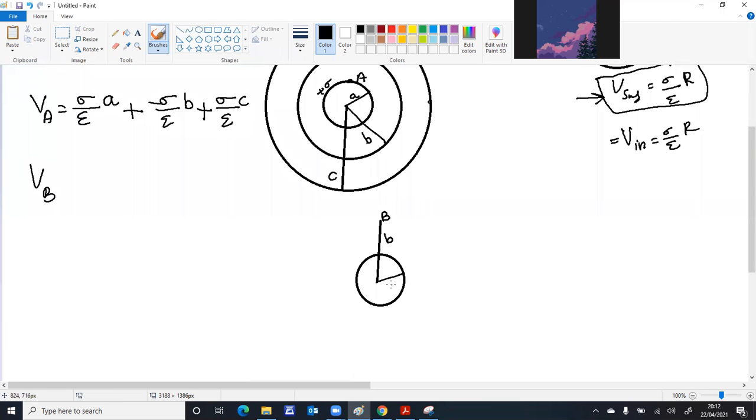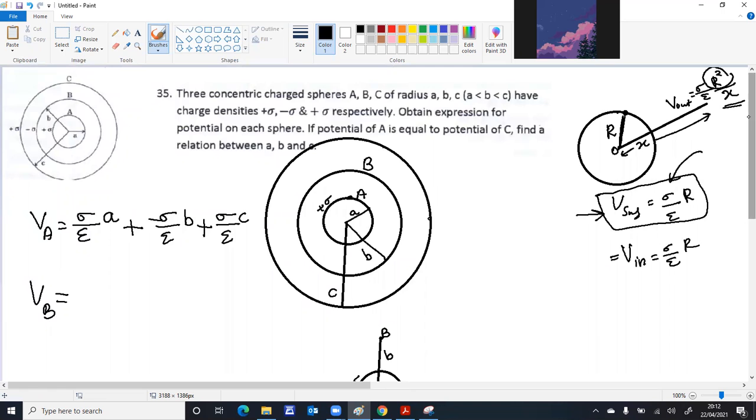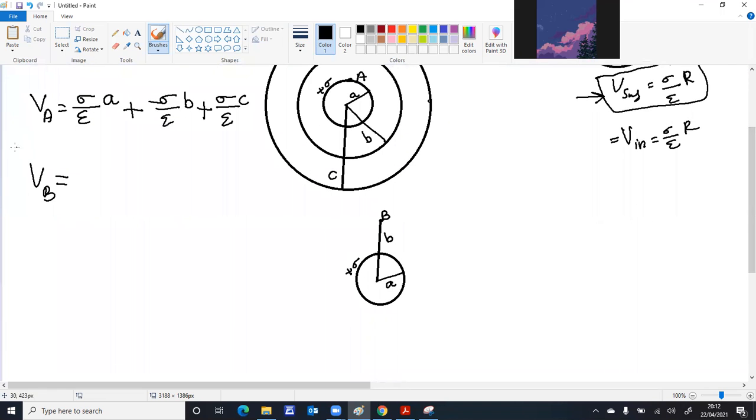Yes, sir. So this is the contribution of what on where, can you confirm? So it will be contribution of A on B. Yeah, point B because of sphere A. Is the point inside, outside, or on the sphere? Outside. So which formula? We'll use the first one. Sigma by epsilon. We'll take A square by B. Sigma by epsilon. The sphere which is contributing is A. So A square by B, distance is B.